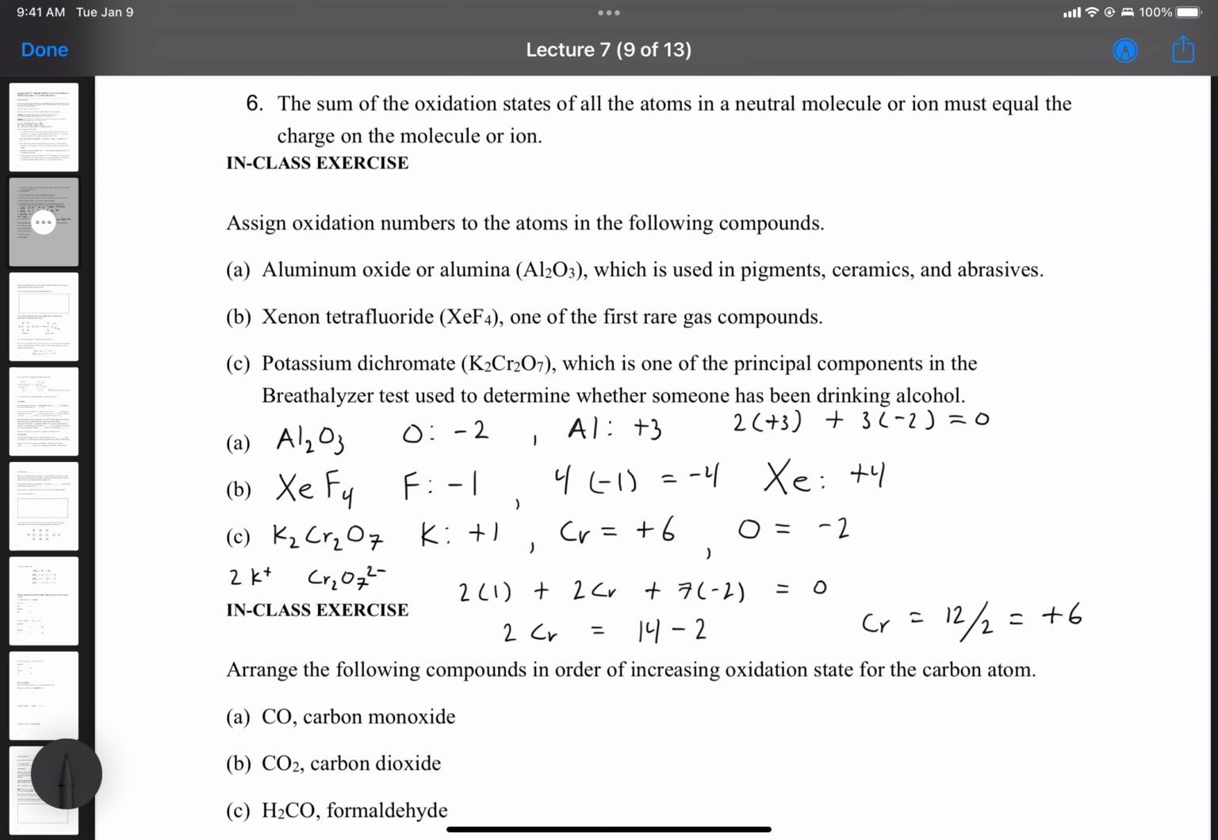So we say chromium has +6, so the 2 chromium atoms will have a +12, then 2 potassiums +2 for a +14. That will cancel out the -14 charge that is given by the 7 oxygen atoms here. Okay, so that's how we assign oxidation numbers. It's kind of similar to how we named ionic compounds, where we consider the charge of the ions, then figure out what the charges should be based on the chemical formula. Okay?